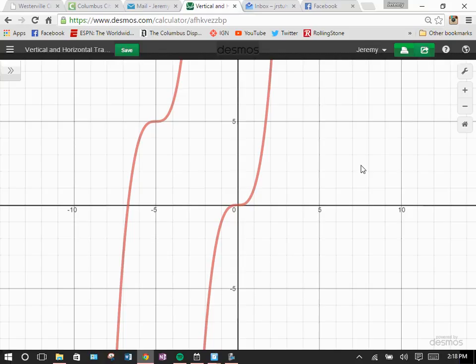And here's the thing. You guys can go check your equations on the graphing calculator. You can check your equations in Desmos if you want. All right?